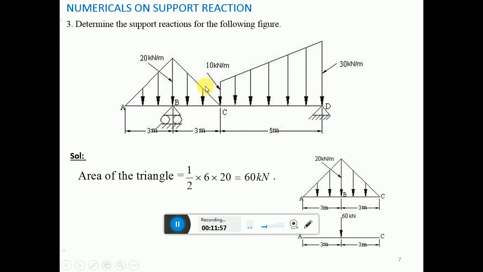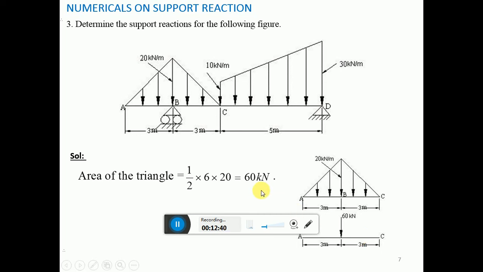Before that, convert this uniformly varying load into a point load. For the triangle, 20 kilonewton per meter is acting here over a distance of 6 meter. So when you convert, 20 into 6 into half, that is half into base into height, you get 60 kilonewton, which will act at the center of this triangle. So 60 kilonewton is acting at 3 meter from here.